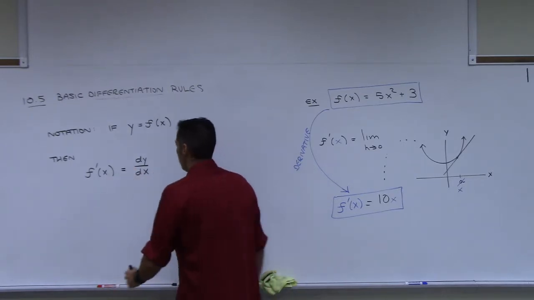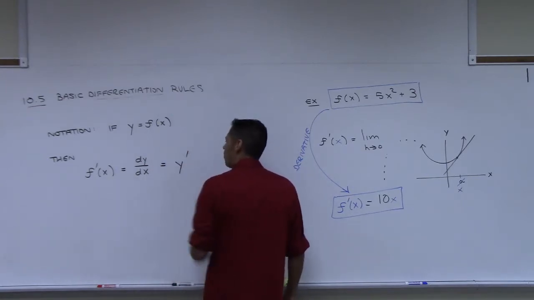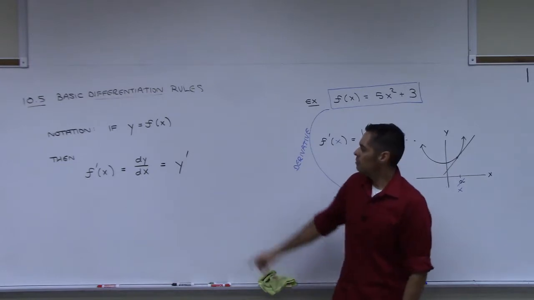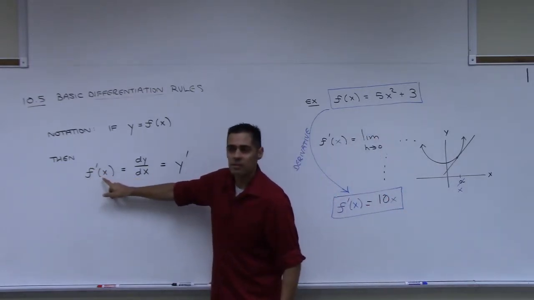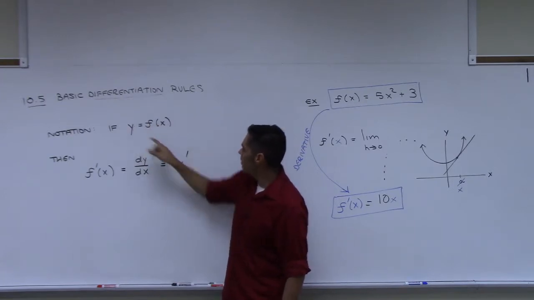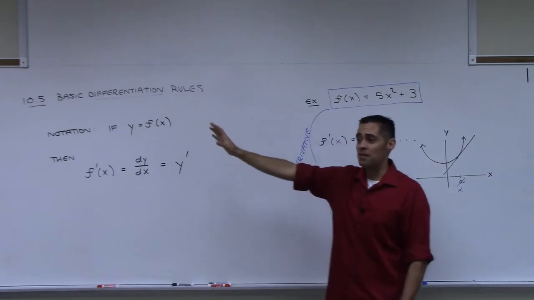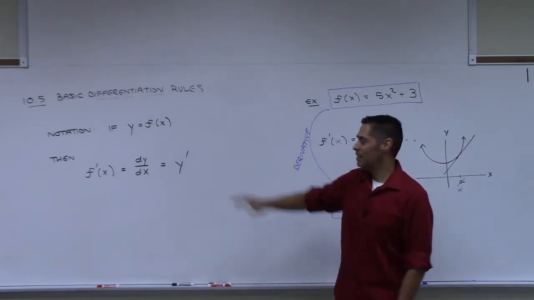Okay? This is the same as, there's another notation, y prime. So look, you see how this says f prime of x? Well, if f of x is replaced with y, then y prime means the same thing. So all three of those mean take the derivative, okay? And there's another one.